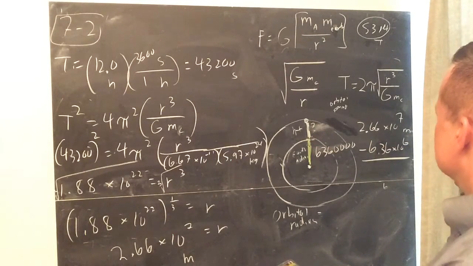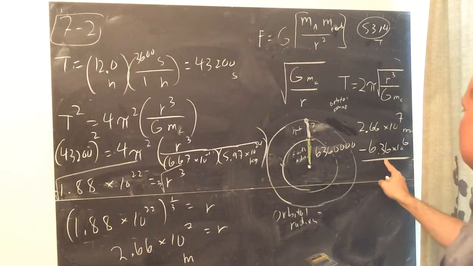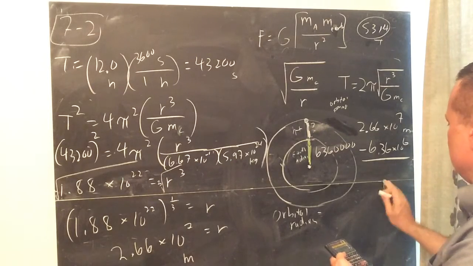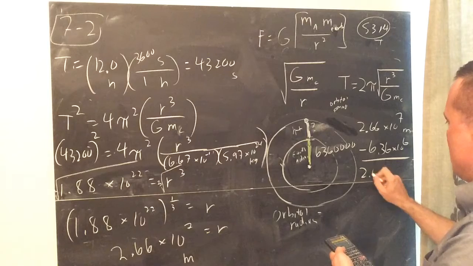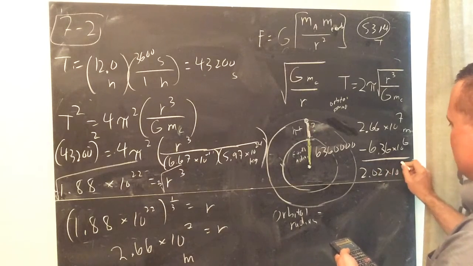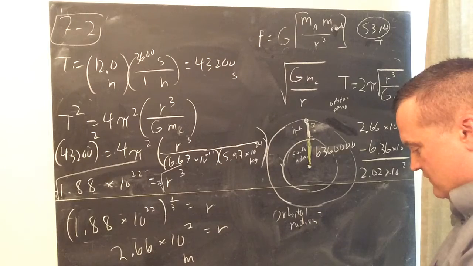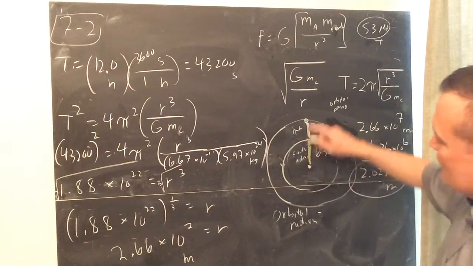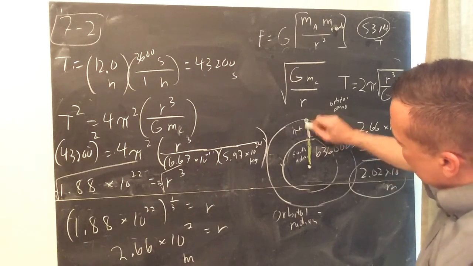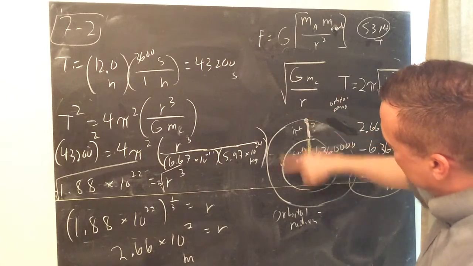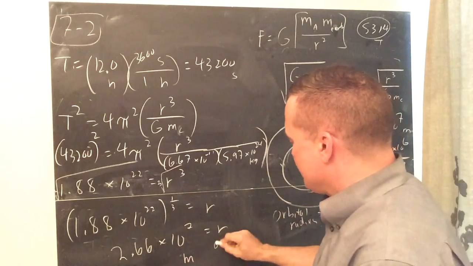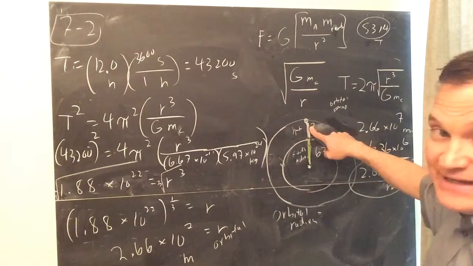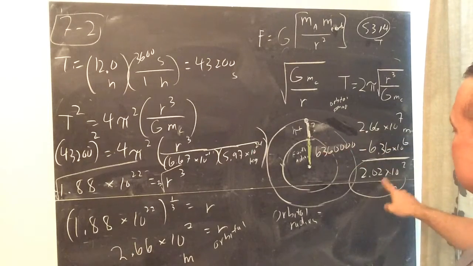So 2.66 10 to the 7th minus 6.36 10 to the 6, it's going to be 2.02 times 10 to the, it should be 10 to the 7th. Let me double check it. 1, 2, 3, 4, 5, 6, 7. Yeah, 2.02 10 to the 7th meters. That will be the height above the Earth. So just remember, the total is the orbital radius from center to center. That's what you just found. And the Earth radius, you have to subtract from that number to find the height above Earth, 2.02 10 to the 7th meters.